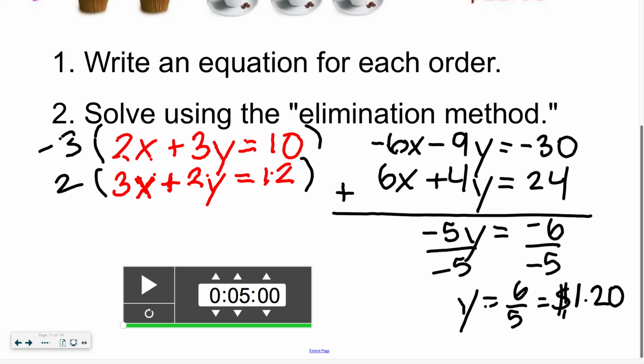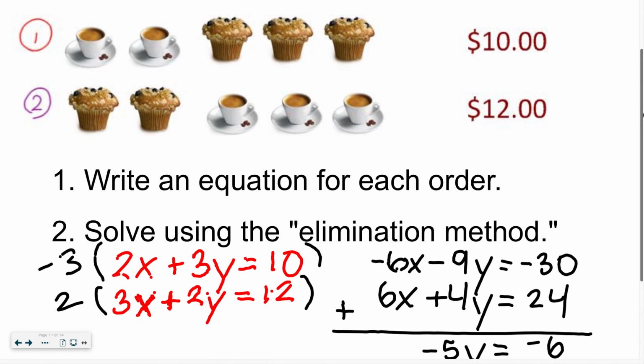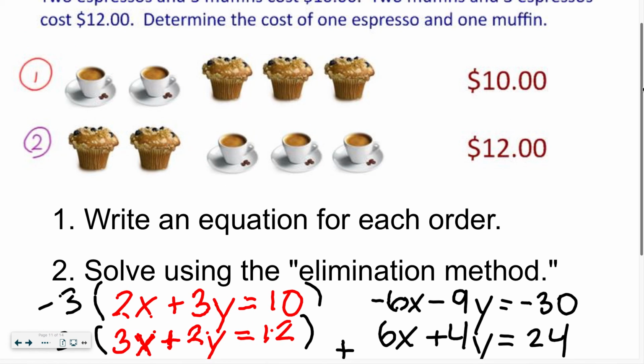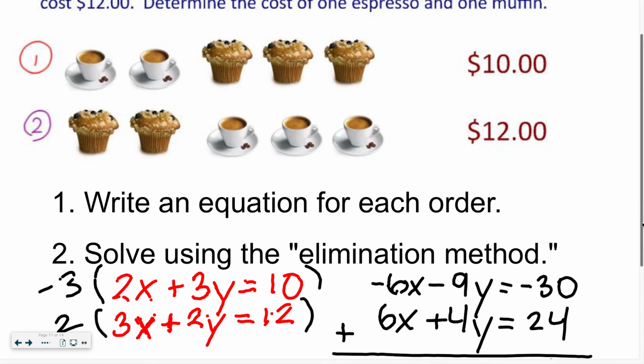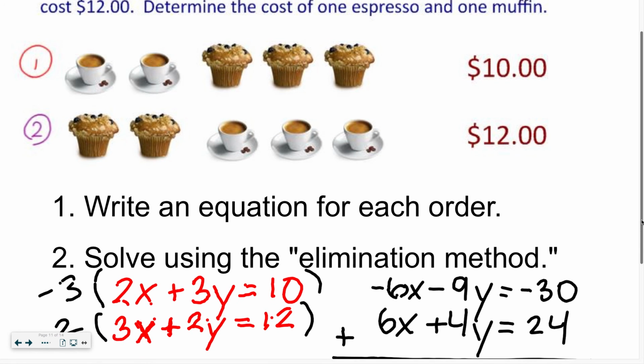How are you going to find the amount of the espresso? Let's go back up to the top. If the muffins are $1.20, what are you thinking? I want to substitute y into the second equation. Okay, so we can even just cover right over the muffins. For the muffins, it's $1.20 and $1.20. So how much are the muffins total?